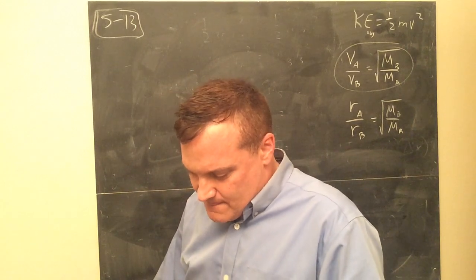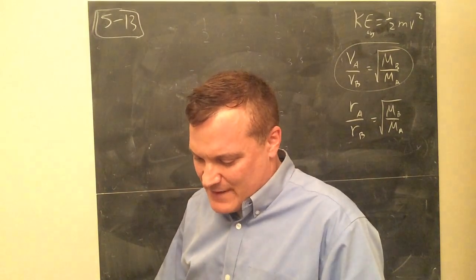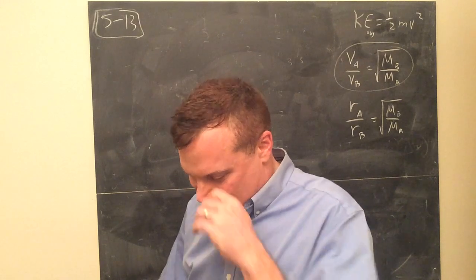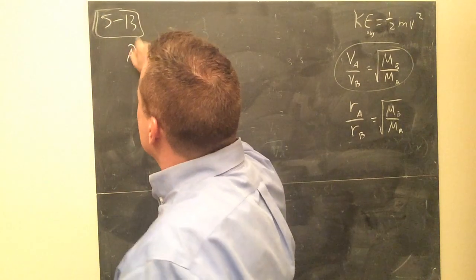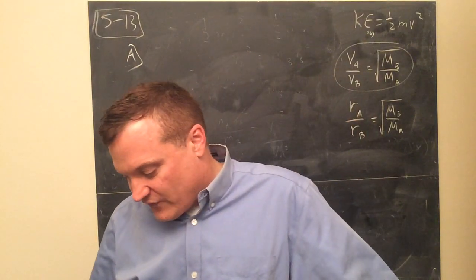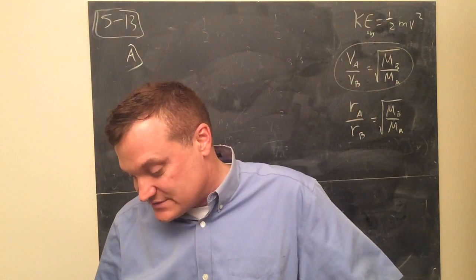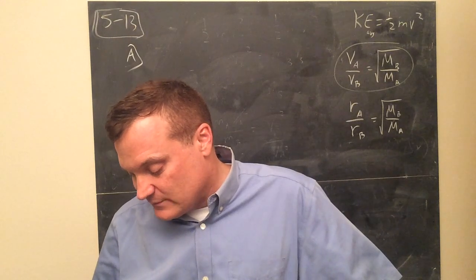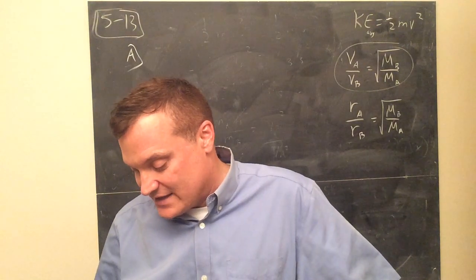First, I see 1 and 2 on the paper instead of A and B, so it could be the same deal. Letter A, first problem. A sample of chlorine gas effuses 0.311 times as fast as an unknown gas. Calculate the molar mass of the unknown gas.